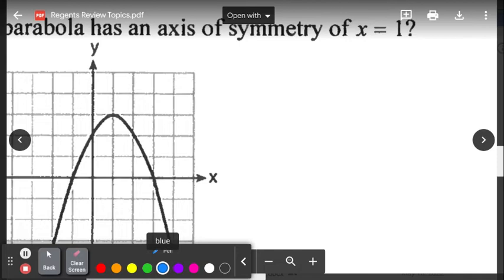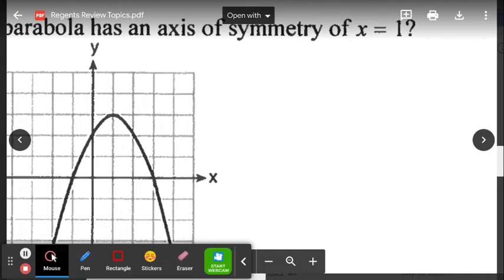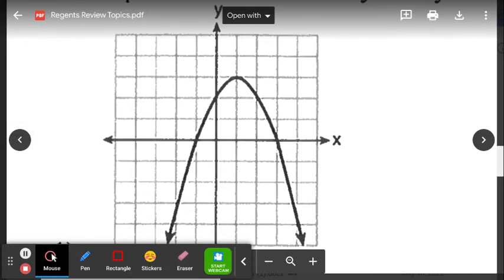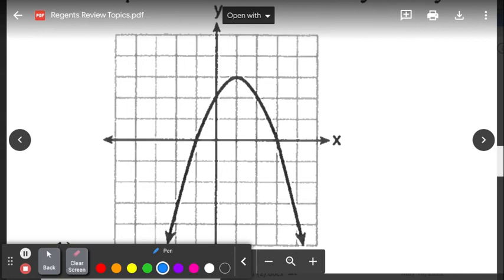So I'm just going to draw on this guy. As far as vocabulary goes, we have our roots right here, or zeros, X-intercepts, that's what we did in the previous lesson. Right here is our vertex. It's either the high point or the low point. And I'm just going to say this vertex is the point 1, 3.